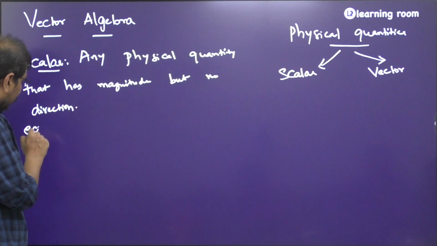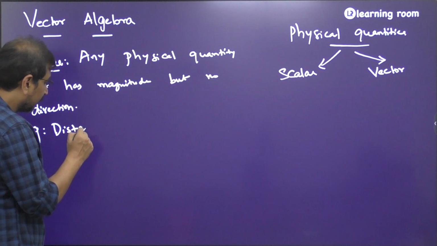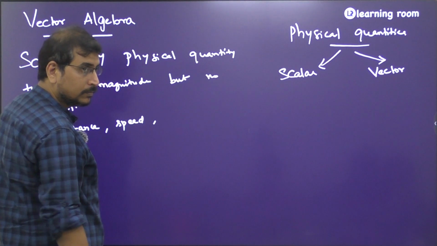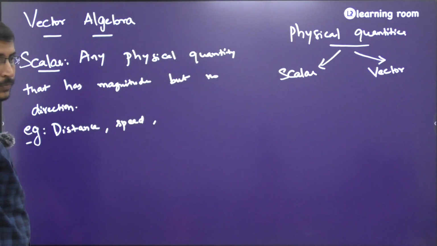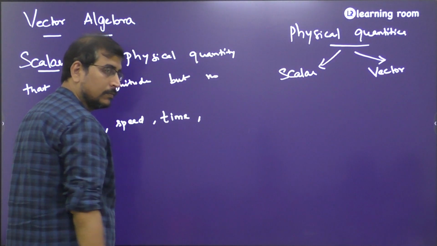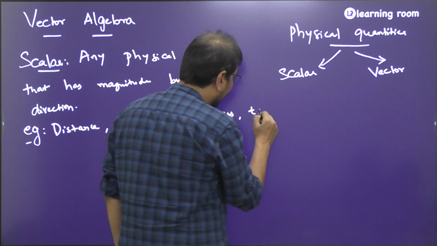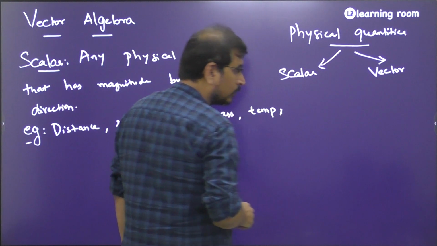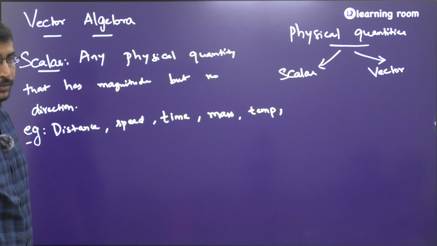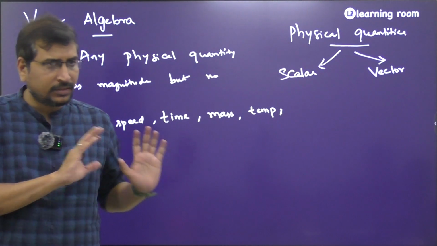So what are going to be the examples of this? The examples of this are distance, speed, time, mass, temperature, right? All these are examples of scalar physical quantities. (Displacement is a vector quantity.) So, you're able to understand? Right. This is easy, right?